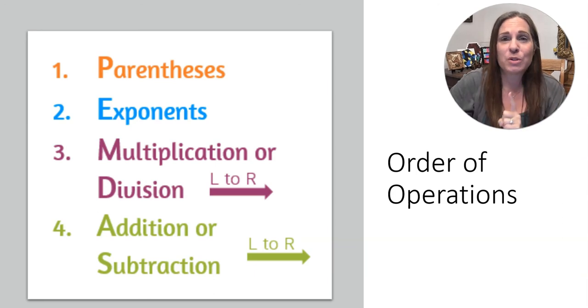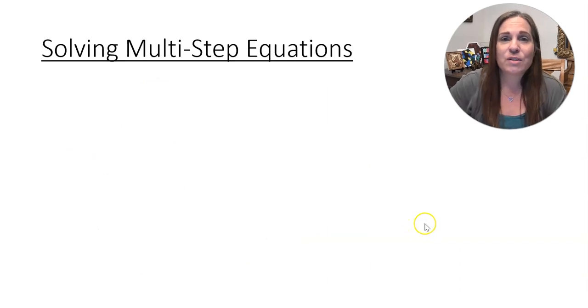So first we do anything inside the parentheses. Then we simplify any exponents that we may have in the expression. The third step is either multiplication or division, whichever comes first, left to right, until all of that is done. And then the fourth step is to either add or subtract, whatever comes first, left to right. So we're going to use that order of operations.